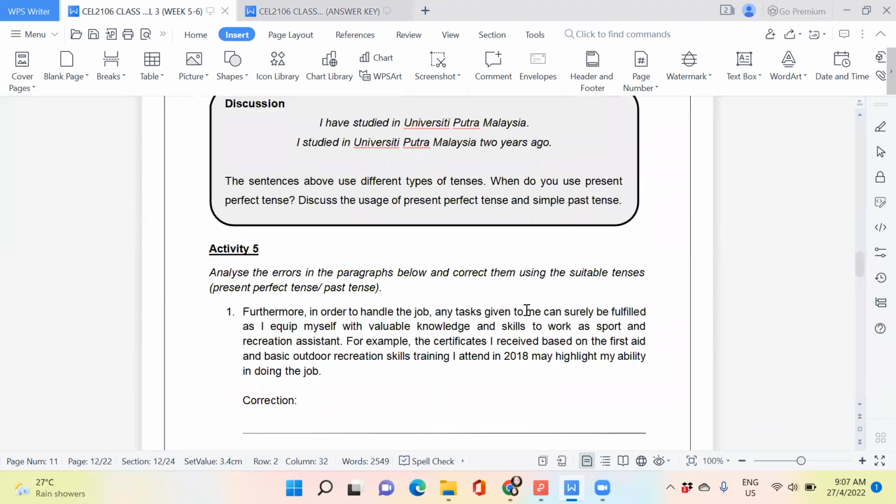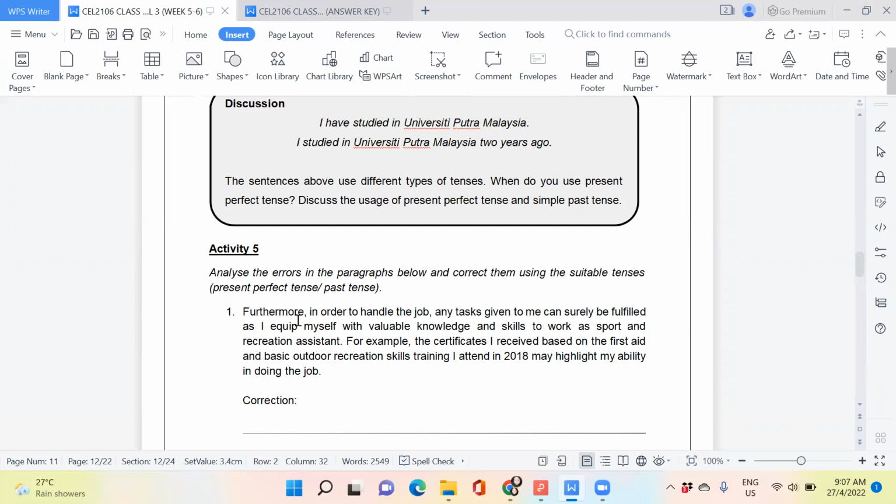Okay, so in this activity, it wants you to analyze the errors in the paragraphs below and to correct them using the suitable tenses, either present perfect tense or past tense. Okay, let's see this one first.